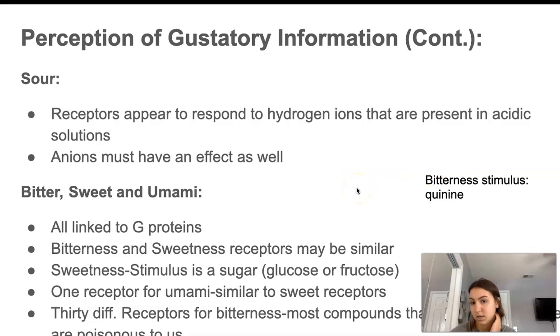So moving on to bitter, sweet, and umami. They are all linked to G proteins. Bitterness and sweetness receptors may be similar. For sweetness, the stimulus is a sugar, which is glucose or fructose. And the bitterness stimulus is quinine, and quinine is a plant alkaloid. One receptor for umami is similar to the sweet receptors. And there are 30 different receptors for bitterness. Most compounds that are found in nature are poisonous to us, actually.